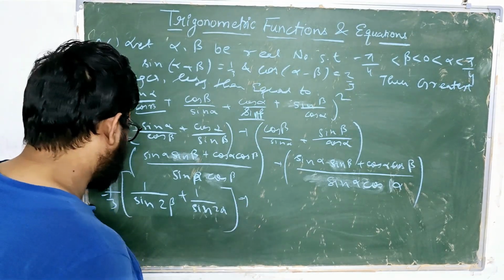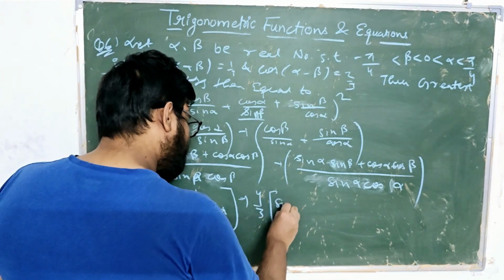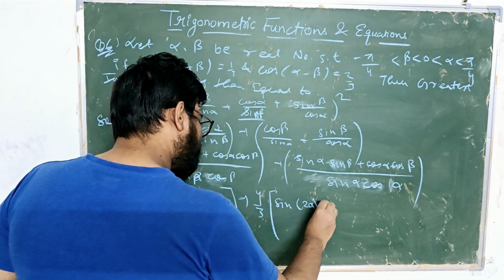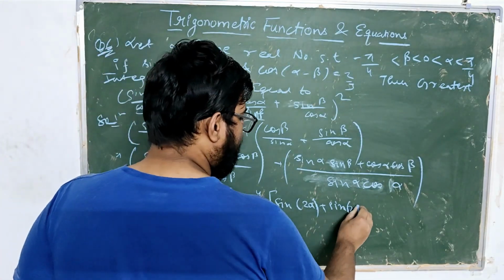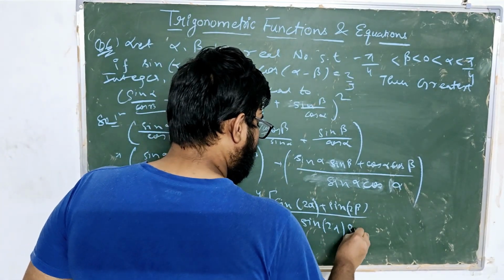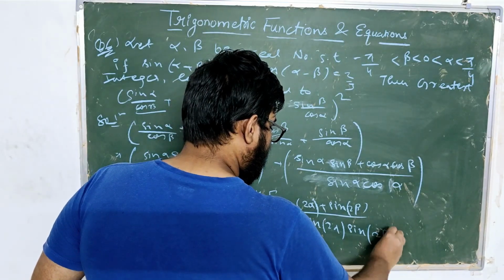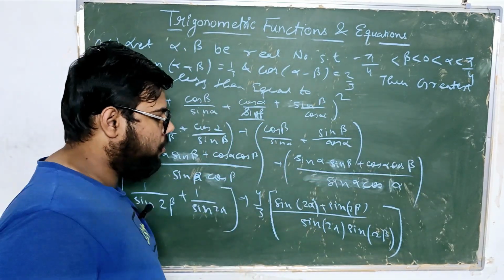Just multiply them. What you will get? 4 by 3 times (sine 2 alpha plus sine 2 beta) divided by sine of 2 alpha into sine of 2 beta, right? Now let's evaluate this. First of all, let me erase this, then we will evaluate this one.